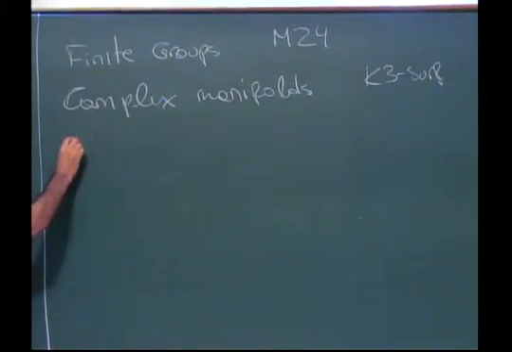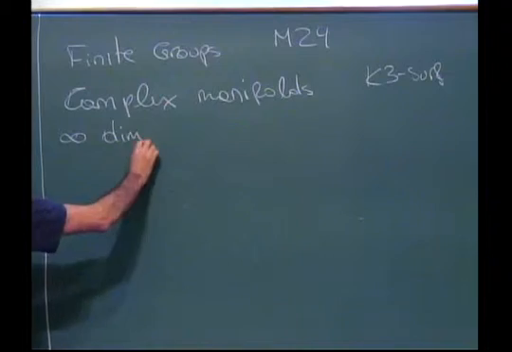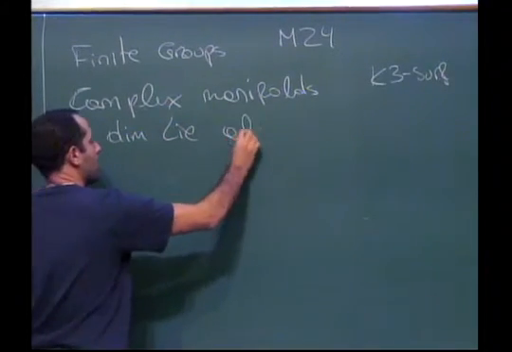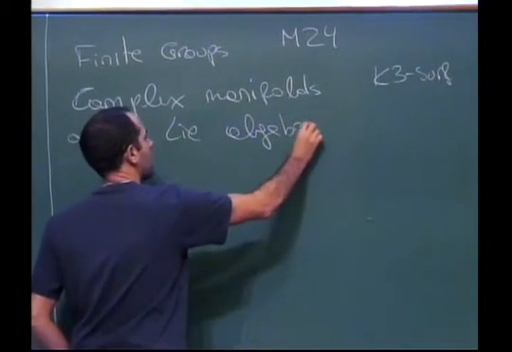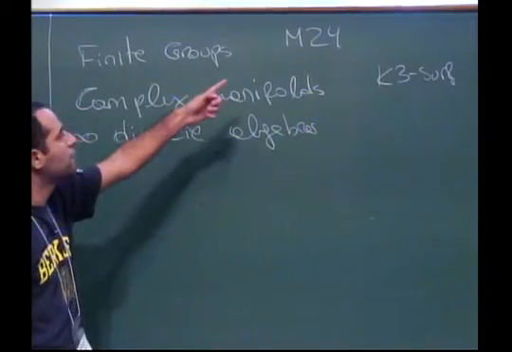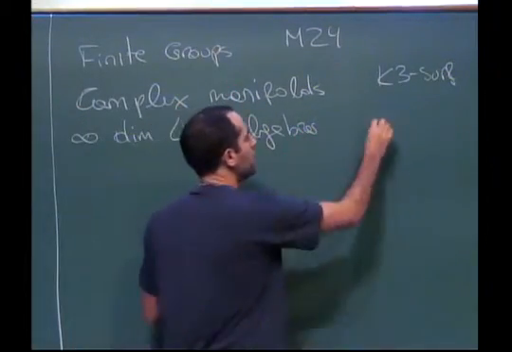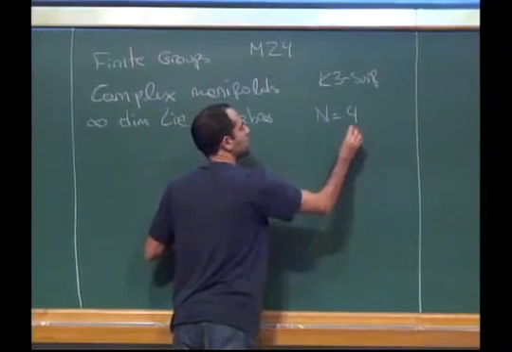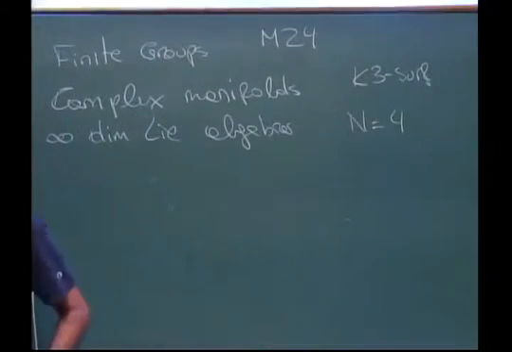And finally, I need to talk about infinite dimensional Lie algebras, because this conjecture involves this action of M24 commuting with an action of the N equals 4 superconformal algebra, which Minoru introduced yesterday.